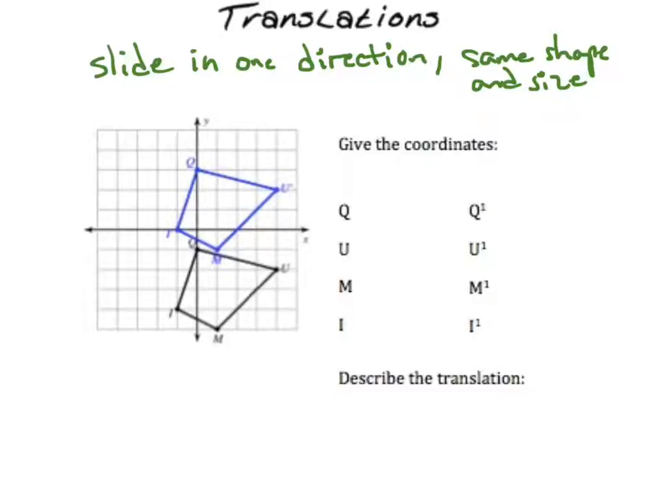All right, so the first thing that I want to point out is that even though it's difficult to say, we have polygon QUMI. That's this one, the bottom one, the black one, QUMI. And we have polygon Q sub 1, U sub 1, M sub 1, I sub 1. You can also call them prime, Q prime, U prime, M prime, I prime. Okay, all right. And then we're going to describe the translation, and then we're going to also learn something else.